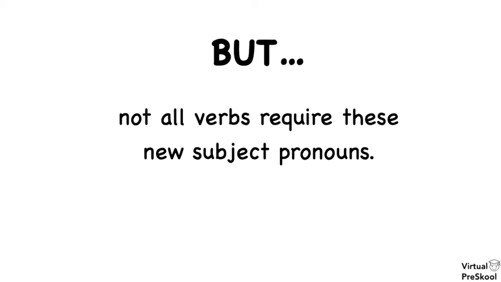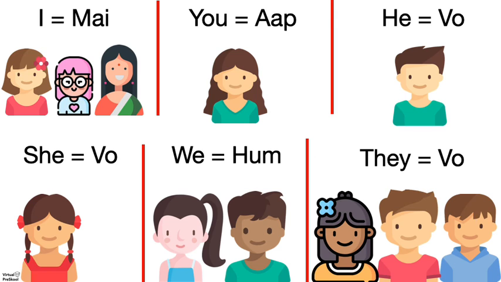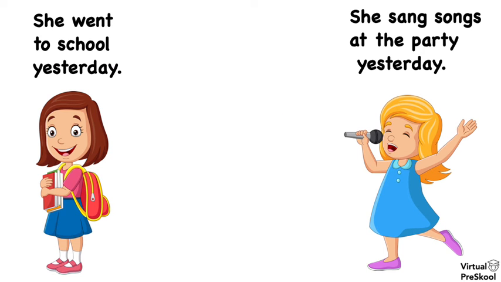But here's the thing. Not all verbs are going to get these new subject pronouns. Only transitive verbs do. Intransitive verbs are going to get the subject pronouns that you've already learned and are already very, very familiar with. These, मैं, आप, वो, हम, and वो. Let's look at an example.